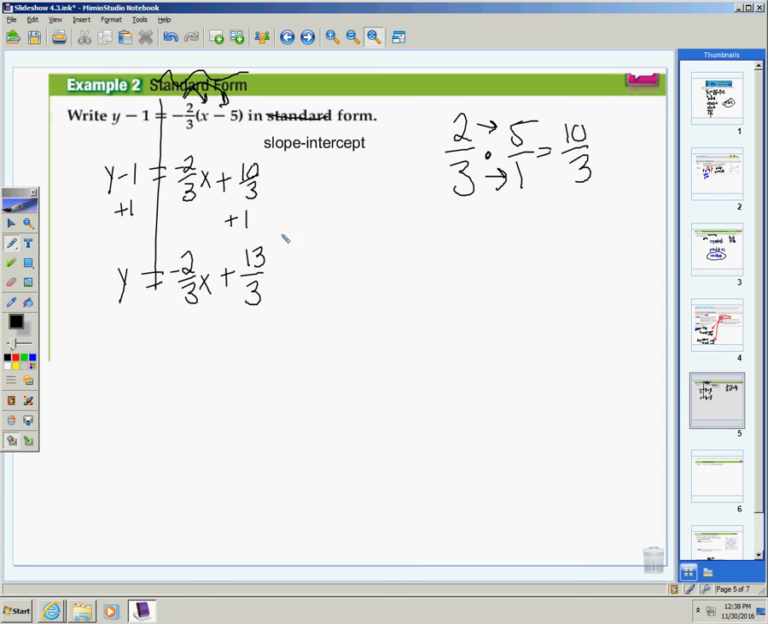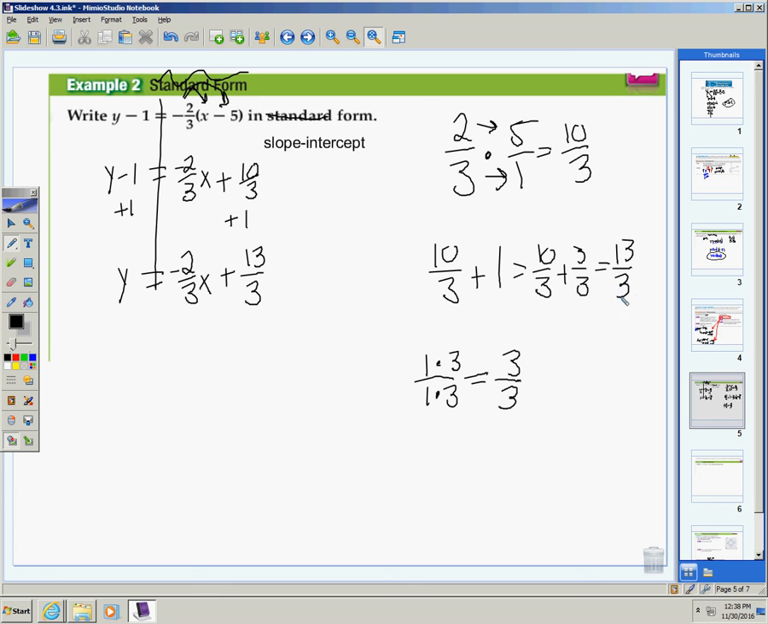For those of you that don't know how to do 10/3 plus 1, I need to have a common denominator. It's like 1 over 1. I want it to have a denominator of 3, so I have to multiply both the numerator and the denominator by 3. So this is 10/3 plus 3 over 3, which gives me 13/3. And that's all there is to go from point slope to slope-intercept form.